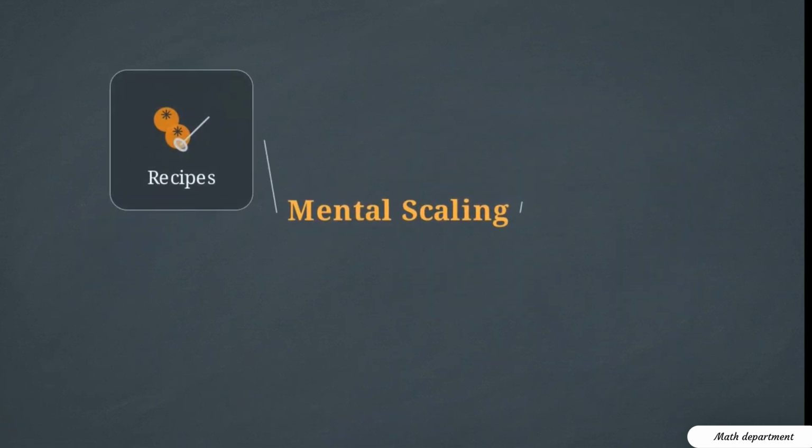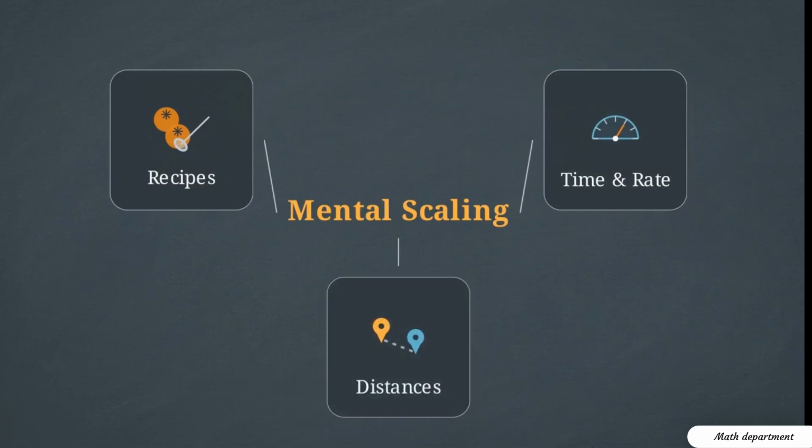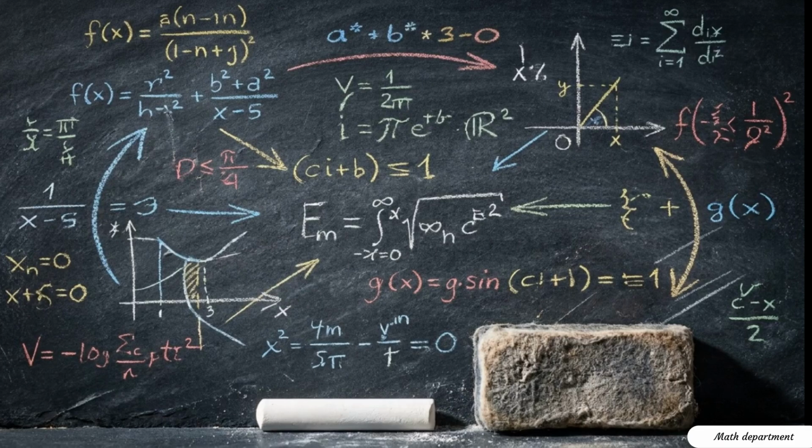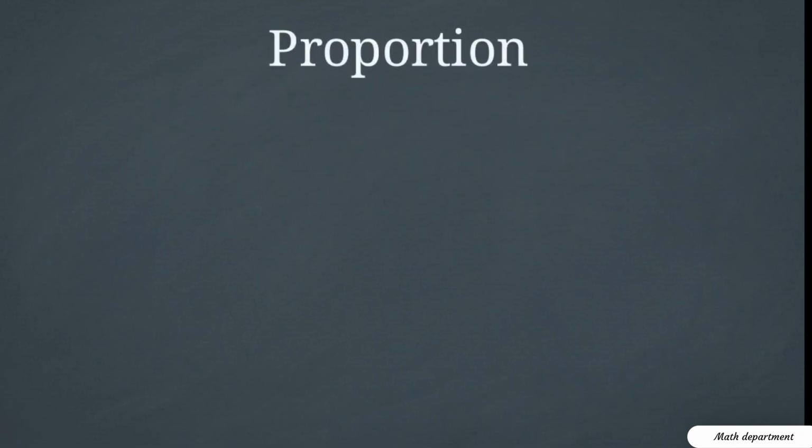We naturally scale recipes, time, and distances in our heads long before we ever see the formal math rules written down on a chalkboard. In mathematics, when 2 ratios are exactly equal, we call that a proportion. Our juice recipe looks like this as numbers: 2/1 equals 4/2. And the formal algebra looks like this: A to B equals C to D.